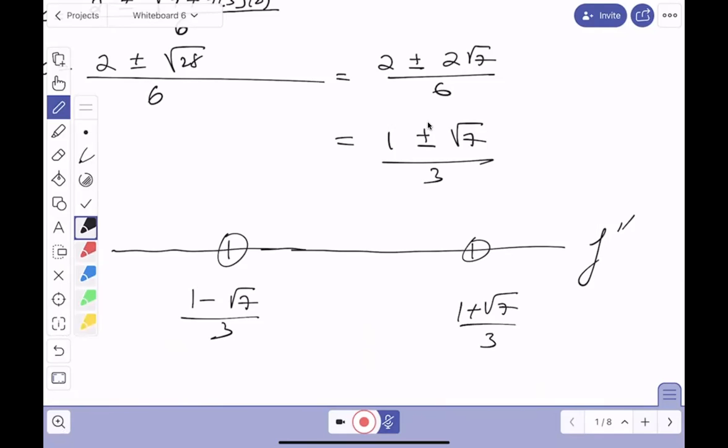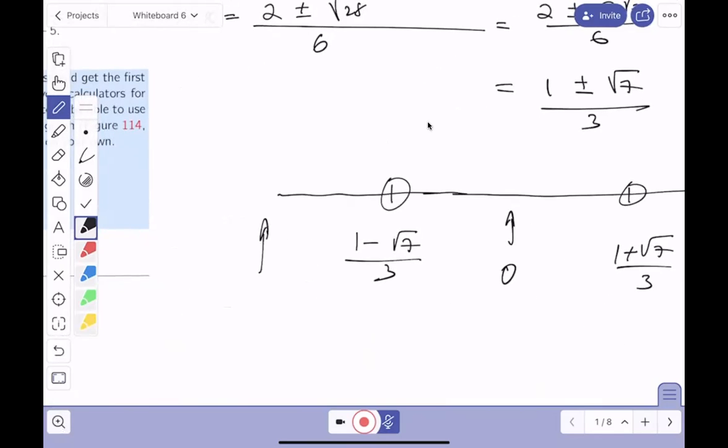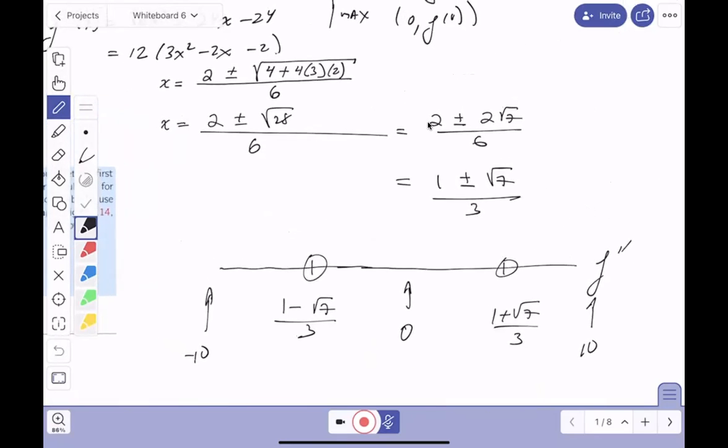What's a good number between minus root 7 over 3 and 1 plus root 7 over 3? I'd say a good test point over here would be 0. A safe one over here would be like 10. And a safe one over here would be like minus 10. All right, and your mileage may vary. You may say, I want to do different numbers.